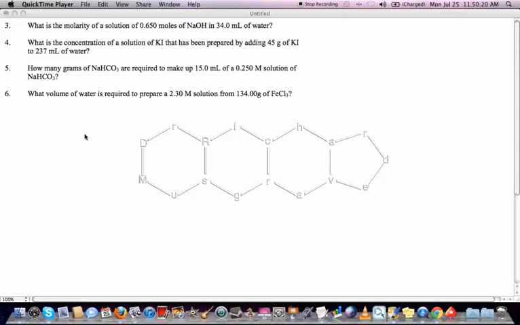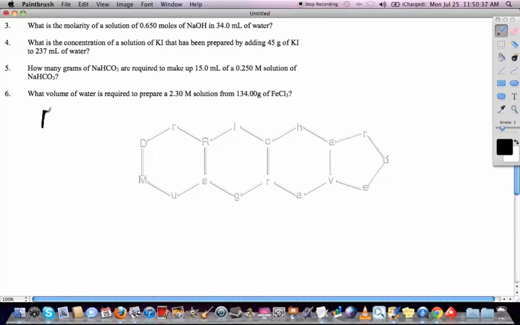I want to show you some examples of concentration type solution problems. And the first one we're going to look at is number 3. This is from your assignment. What is the molarity of a solution of 0.650 moles of sodium hydroxide and 34.0 mils of water? So what we're looking for here is molarity.